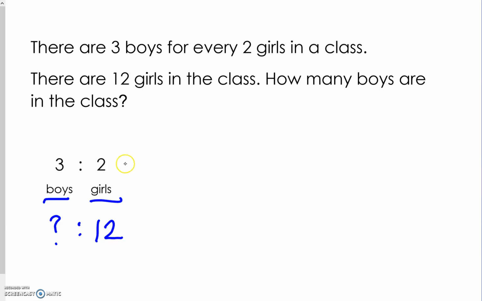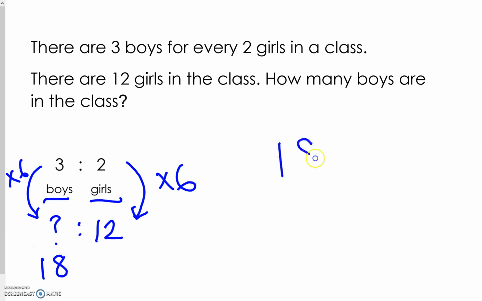We can look at this pair of numbers, 2 girls to 12 girls. How do we go from 2 to 12? Just like finding equivalent fractions, we must either multiply or divide. Since the number is getting bigger, we will multiply. 2 times 6 equals 12. 3 times 6 equals 18. The ratio of boys to girls is 18 to 12.